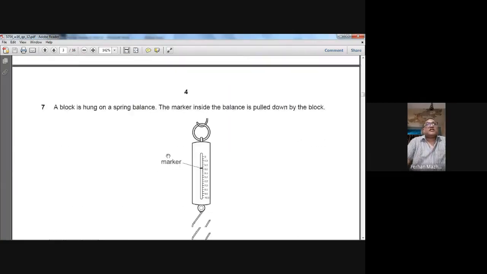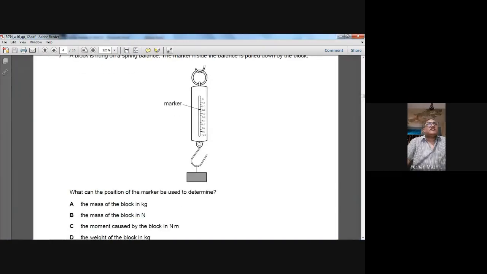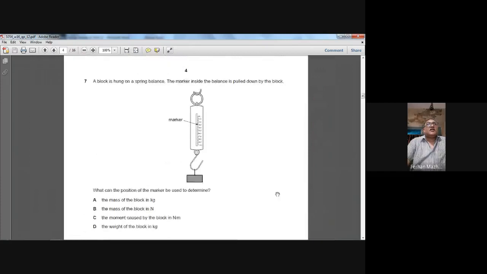Okay. On your screen, let me reduce its size. Okay. On your screen, we have question number 7. A block is hung on a spring balance. The marker inside the balance is pulled down by the block. What can the position of the marker be used to determine?